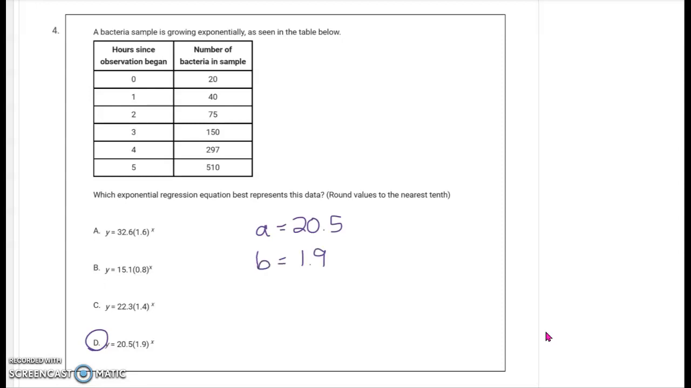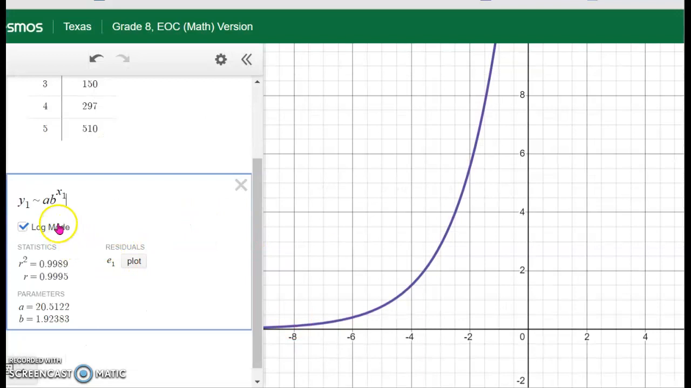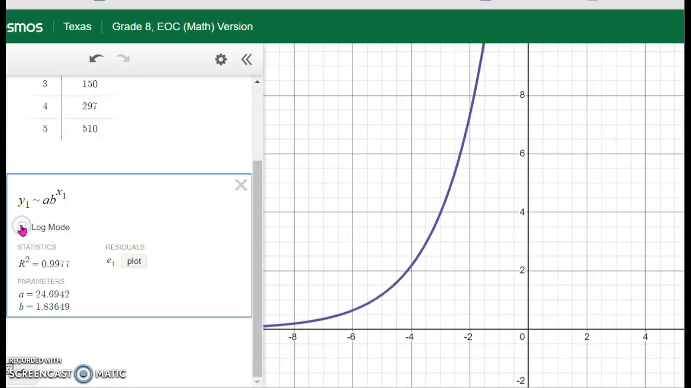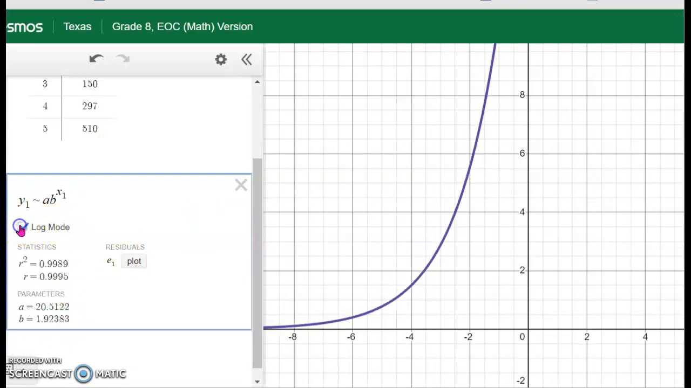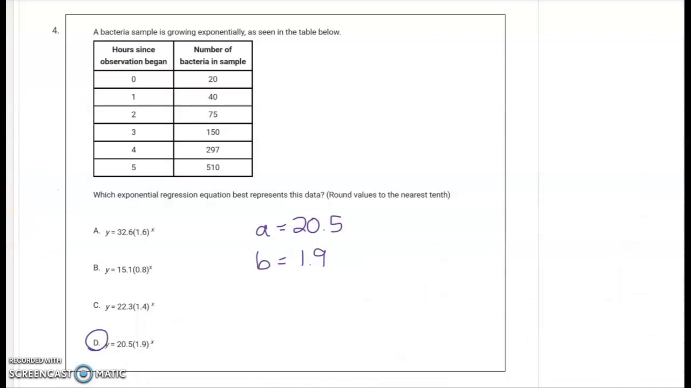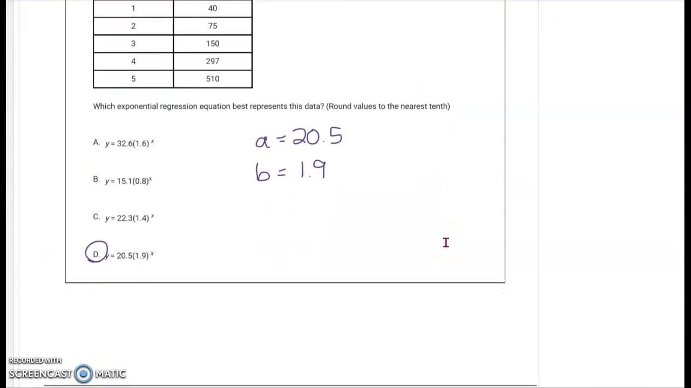And you may have gotten this wrong if you didn't hit the log mode button. So please remember on your test that you do need to hit this button, because look, if I unclick it, those are wrong. These are correct. Okay, make sure that you're clicking the log mode button. All right, let's go and look at the next one.